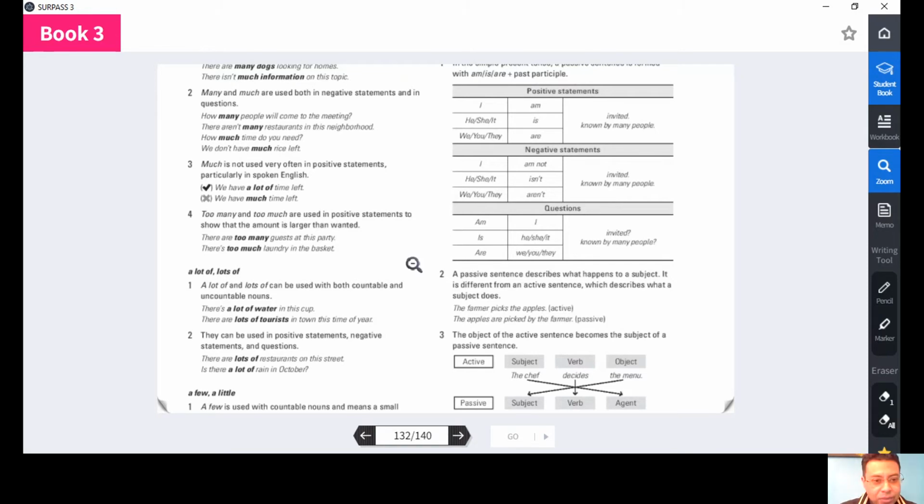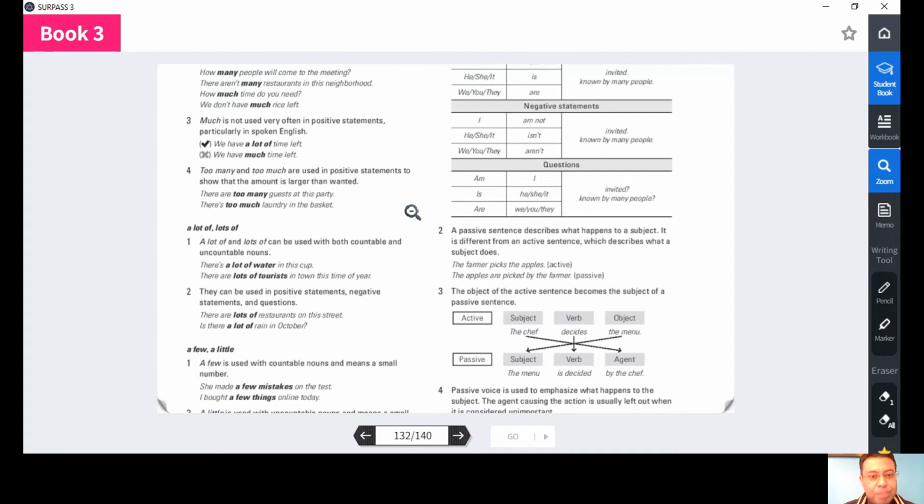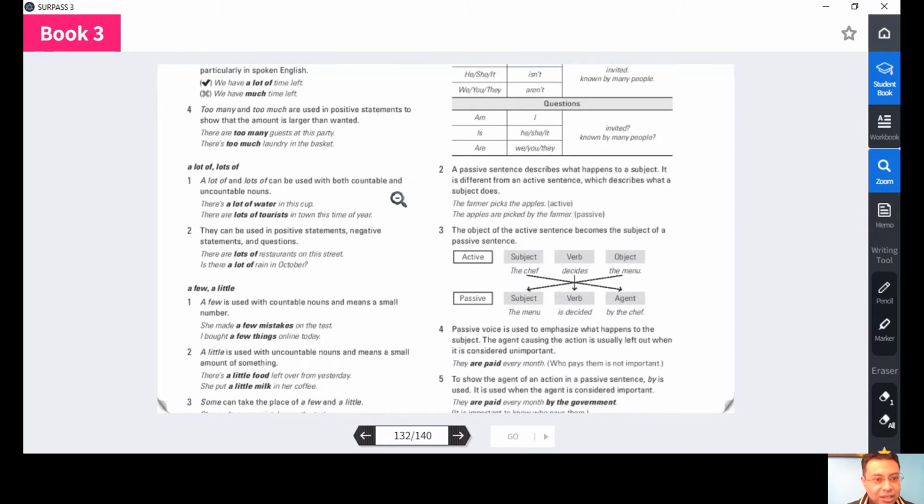Too many or too much are used in positive statements to show that the amount is larger than wanted. There are too many guests at this party. There's too much laundry in this basket. This is important. And a lot of or lots of. A lot of or lots of can be used with both countable and uncountable nouns. There is no problem here.